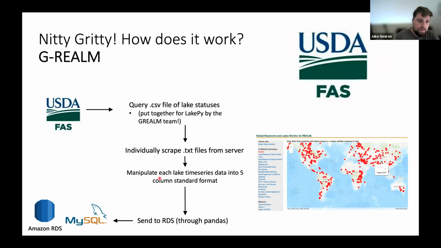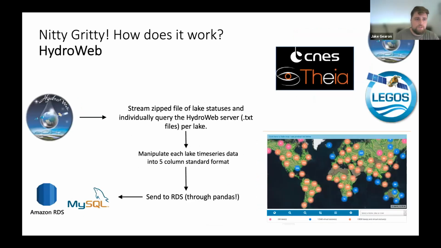But anyway, so we take that data, put it into a 5-column format that I'll talk about, and then send it on to RDS with just simple pandas to SQL, which is pretty easily built out. Okay, so HydroWeb provides access to their lake levels similarly.